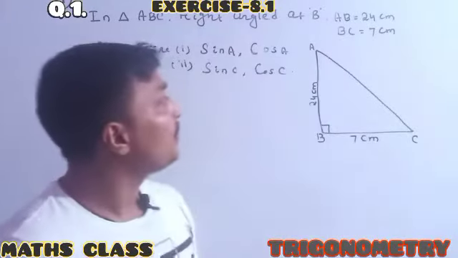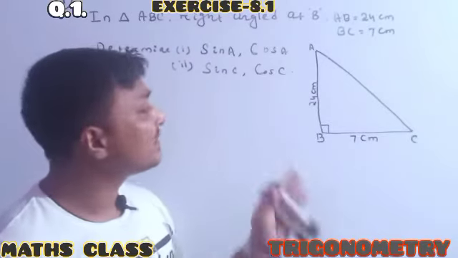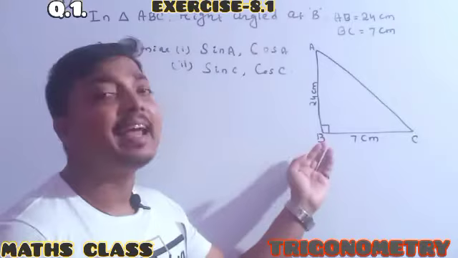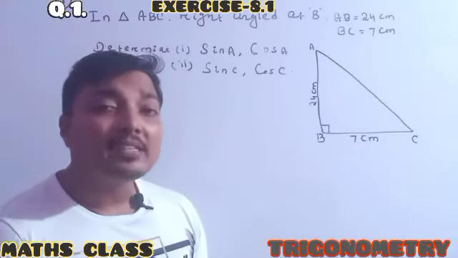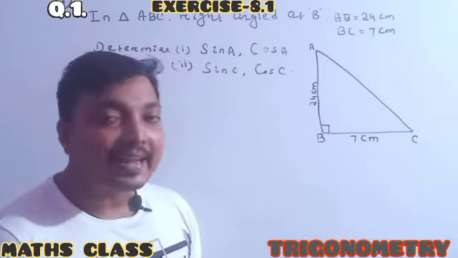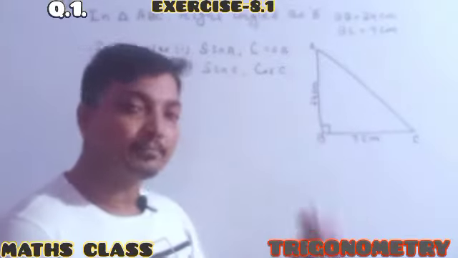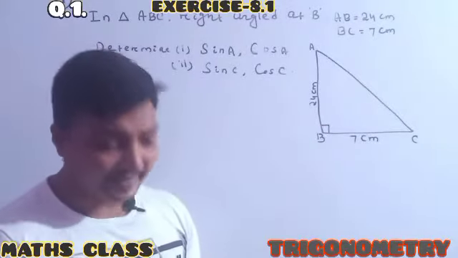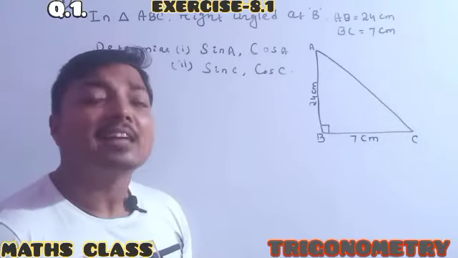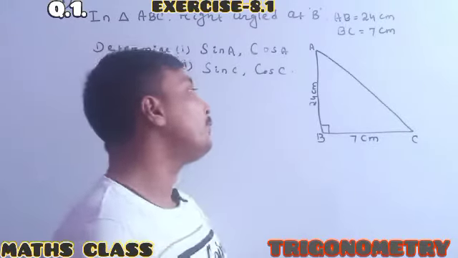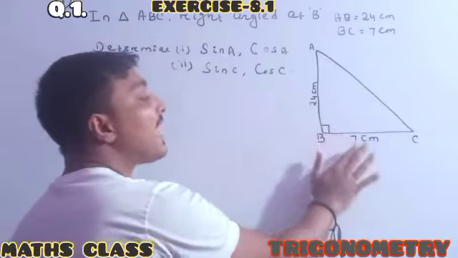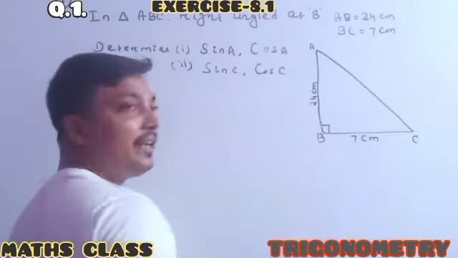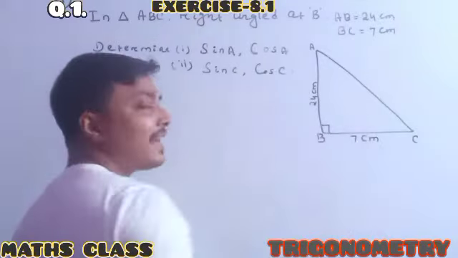So first we will do one question. It is given that ABC is a right angle triangle, with the right angle at B. AB is given, and BC is also given. And in the last days I have already told you, whenever any two sides are given, how to find the other side?